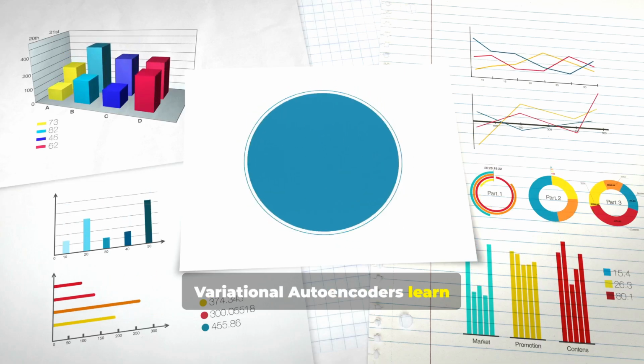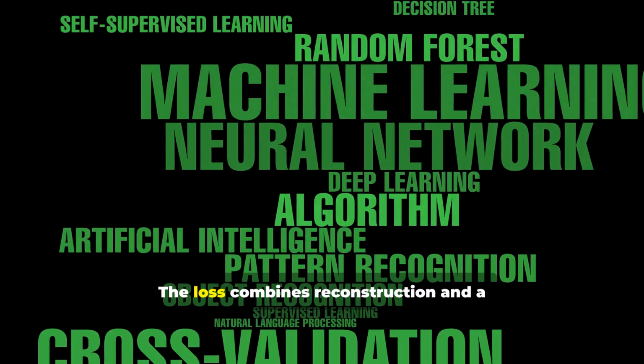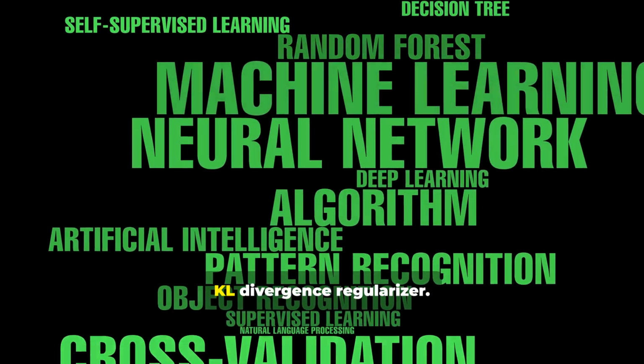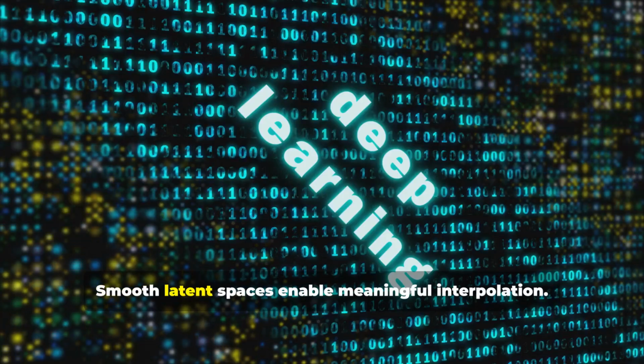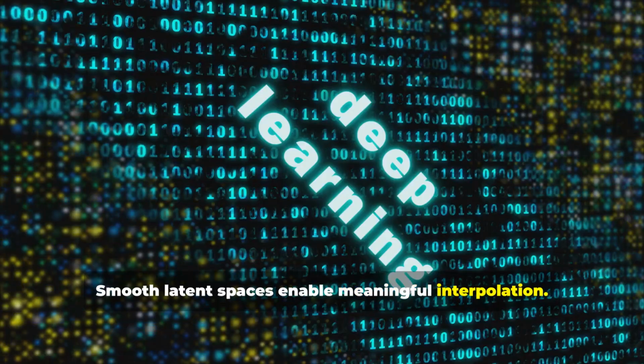Variational autoencoders learn probabilistic latents. The loss combines reconstruction and a KL divergence regularizer. Smooth latent spaces enable meaningful interpolation.